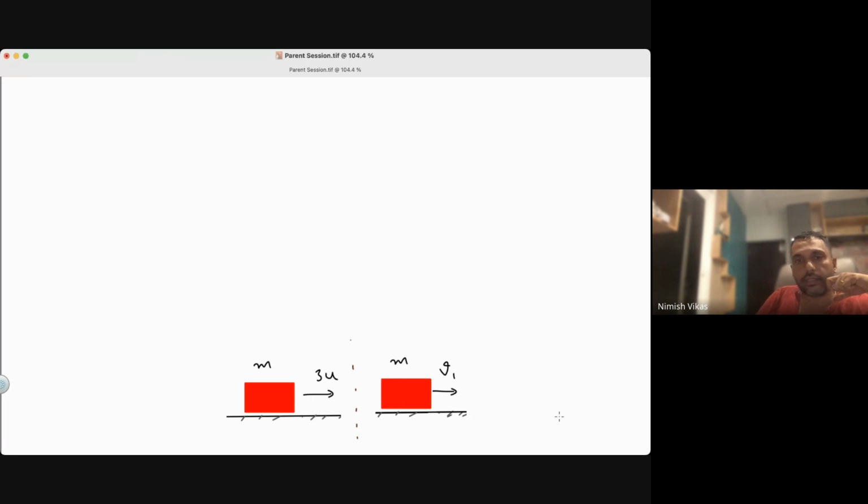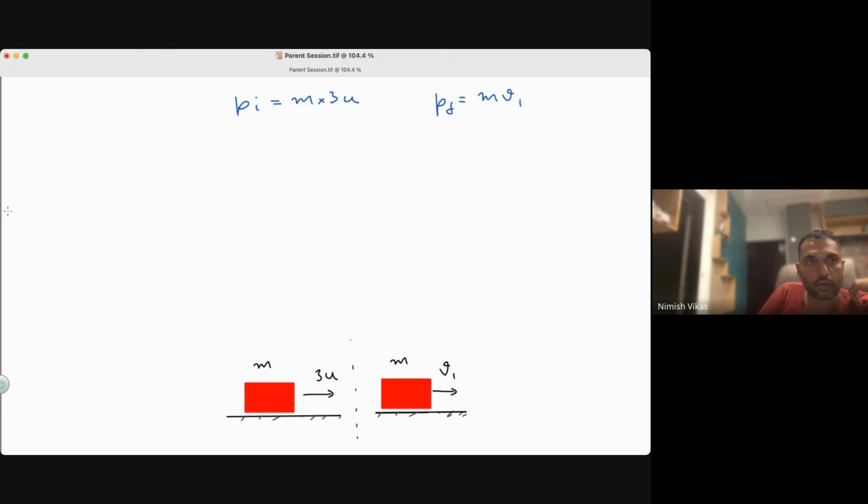What is happening is it had a certain initial momentum. So P initial was equal to m into 3u. After collision, it got an impact or impulse, and the momentum became m into v1. Okay, how do we connect and write them? We'll connect with respect to how much impulse it got. Okay, so I'll just draw the impulse.